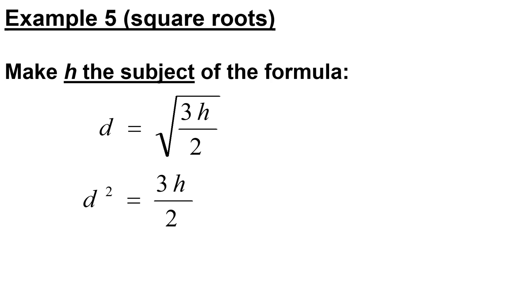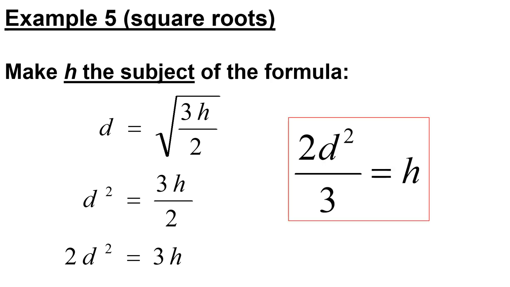3h all over 2. And then you multiply both sides by 2. When you multiply both sides by 2, you're left with 2d squared is equal to 3h. But you are looking for h, so you divide both sides by 3. That is why h is 2d squared over 3.